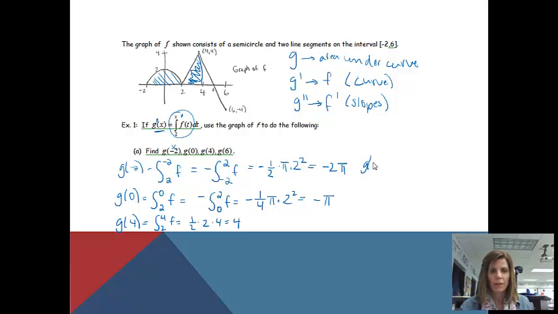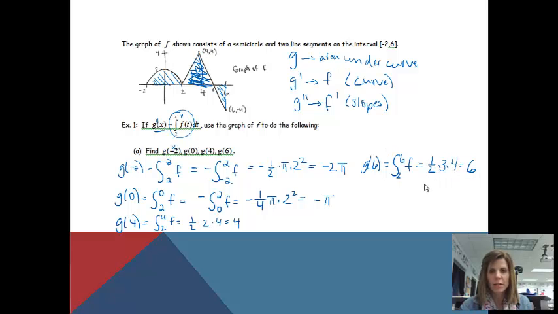And then the last one, it says to do g of 6. So that's going to be the area under the curve from 2 to 6 of f. So if I look at from 2 to 6, that is actually going to be a triangle and another triangle. So this first triangle, I'm going to do 1/2. The base of that triangle goes from 2 to 5, so that base will be 3, and the height will be 4. And so that one will be 6.